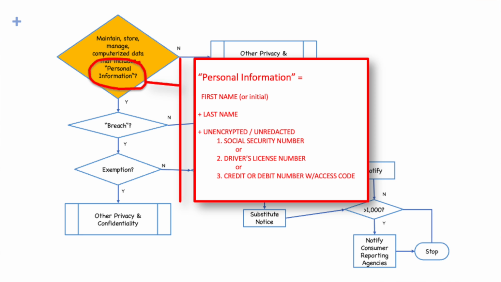Personal information is a first name or initial and a last name in combination with or linked to an unencrypted or unredacted Social Security number, driver's license number, or credit or debit card number together with an access code. This definition of personal information is actually quite narrow. It does not include business, medical, financial, legal, family, location, or other information we might ordinarily think of as private or confidential.